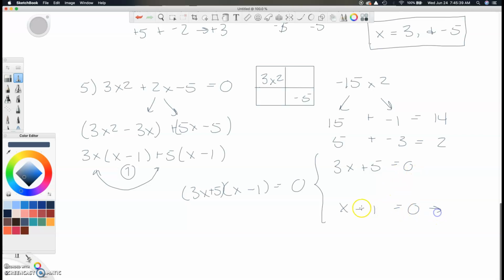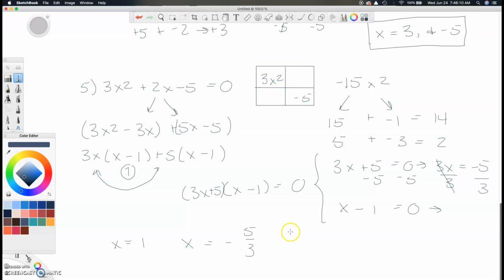This one, pretty basic. I take the 1, add it to that side, and that gives me x is equal to 1 is one of my answers. Over here, I'm going to subtract the 5. All right, this leaves me with 3x is equal to negative 5. And the last step here would be divide by 3. Divide by 3. This goes away, and you're left with x is equal to negative 5 thirds.